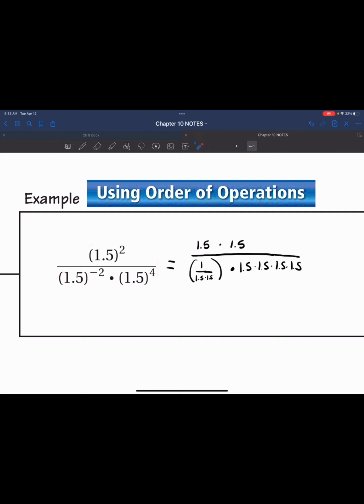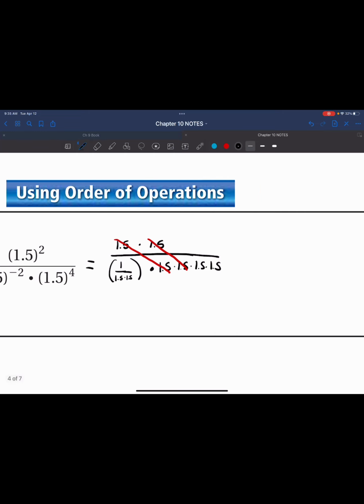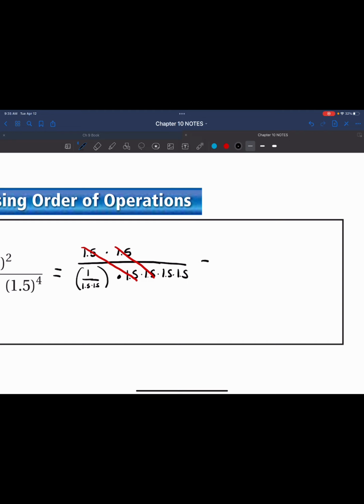Now I've got this big long equation. I can see very clearly that I've got a 1.5 and a 1.5. These ones could cancel out. These ones could cancel out. So I'm going to do that. When I do that and there's nothing on top, there's now technically just a 1. So now I'm going to rewrite it as 1 over, and now rewrite what I still have going on. I have 1 over 1.5 times 1.5 times 1.5 times 1.5.